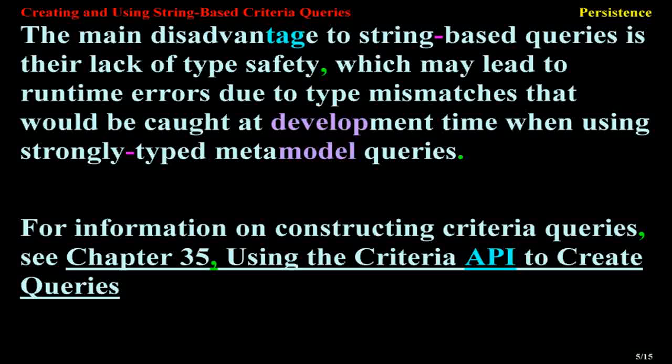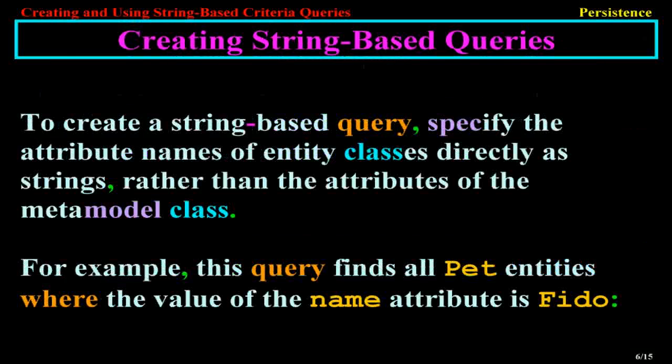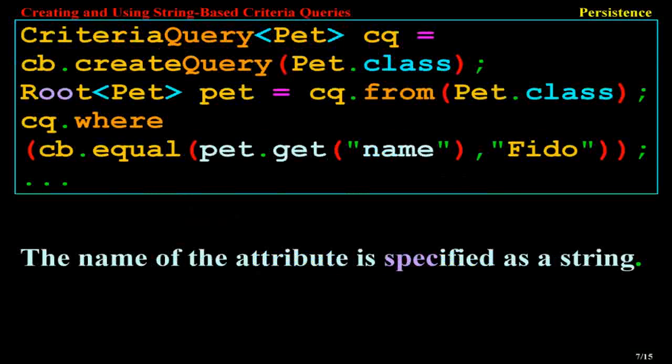Creating string-based queries. To create a string-based query, specify the attribute names of entity classes directly as strings, rather than the attributes of the metamodel class. For example, this query finds all Pet entities where the value of the name attribute is Fido. CriteriaQuery<Pet> cq = cb.createQuery(Pet.class); Root<Pet> pet = cq.from(Pet.class); cq.where(cb.equal(pet.get("name"), "Fido")); The name of the attribute is specified as a string.